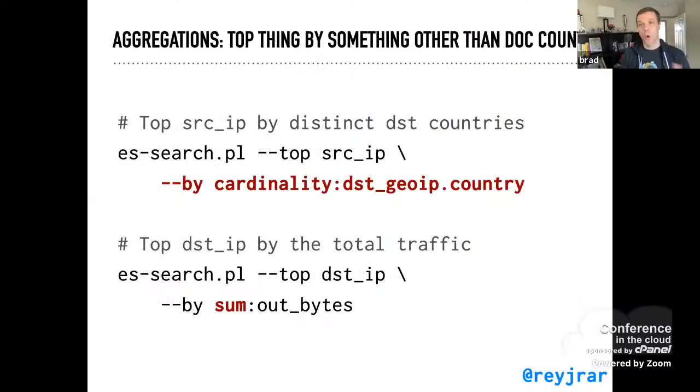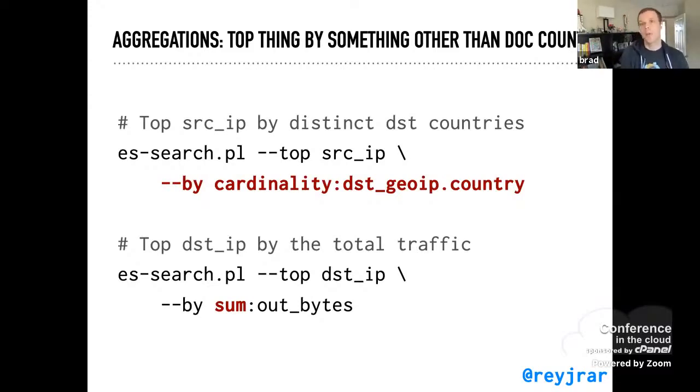Of course, you're not always looking for the top by document count. Sometimes you want to look at the top by some other parameter. So in this case, if we wanted to see the top source IP by distinct destination countries, we can say, give me the top source IP by cardinality dest GeoIP country. We can also use any single stat aggregation.